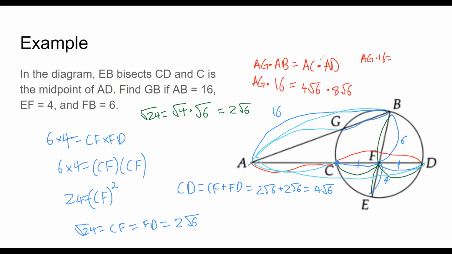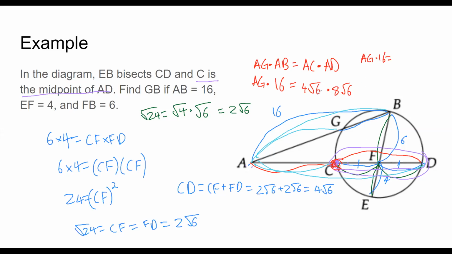Wait, so why are you multiplying it by 2? Okay, so let me choose another color again. We know this value here, CD, right? We solved for that. We said it was 4 root 6. And then it tells you in the problem, C is the midpoint of AD. So this is halfway in between A and D. That means that the distance from C to D is the same as the distance from A to C, because it's exactly in the middle. So if you want the total distance, I just multiplied by 2 there. Does that make sense? Yeah, that makes sense. All right.